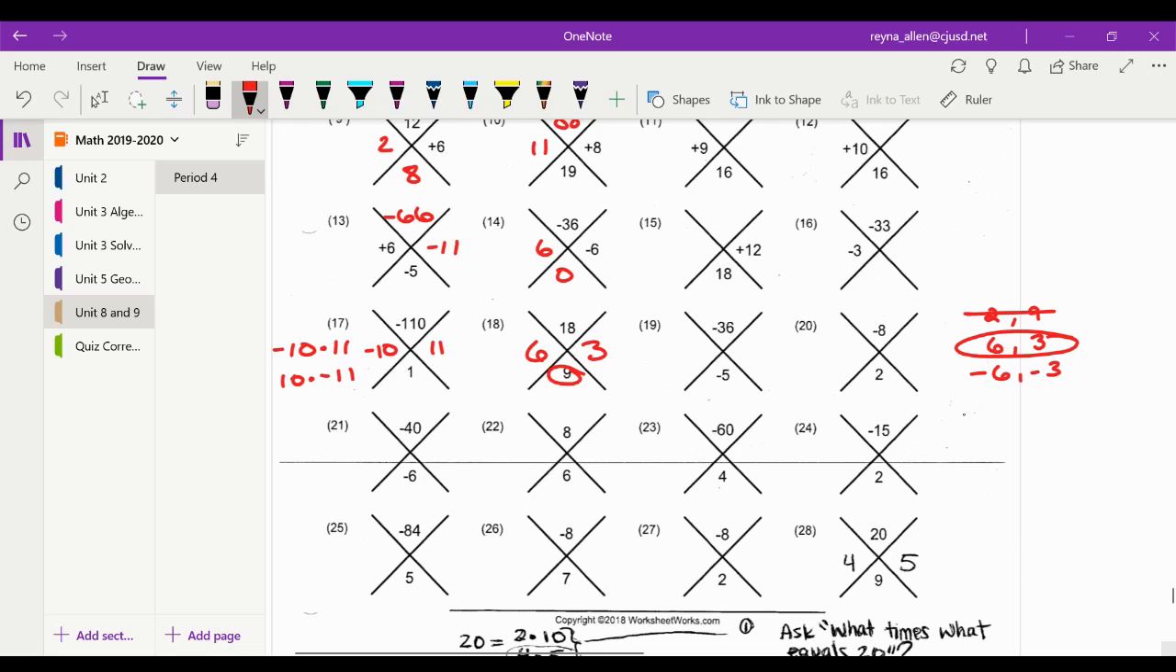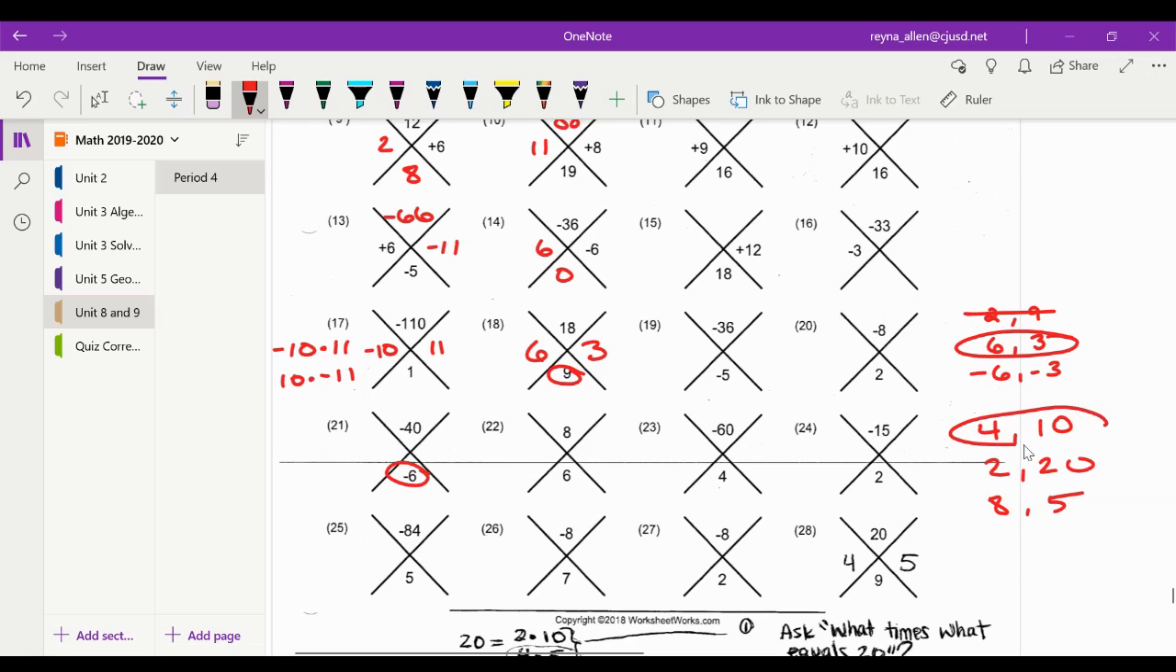Okay, again, 40. What are some multiples of 40? Well, we got 4 and 10. We got 2 and 20. We have 8 and 5. Let's see, the one that jumps out to me is, okay, well, we need to get to a 6.